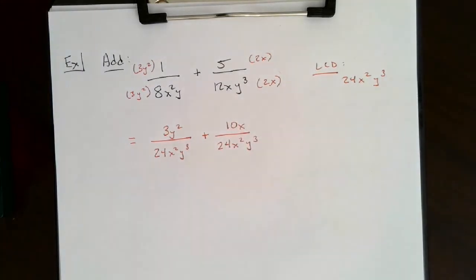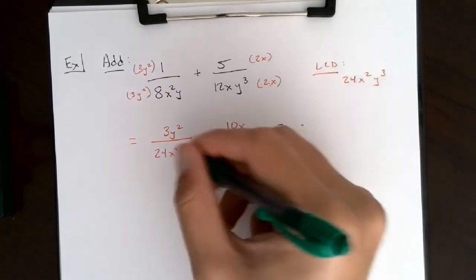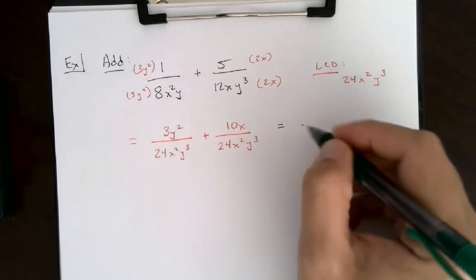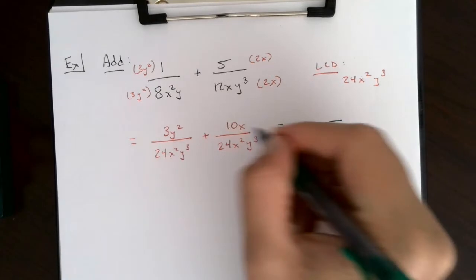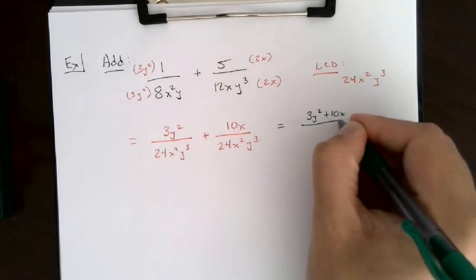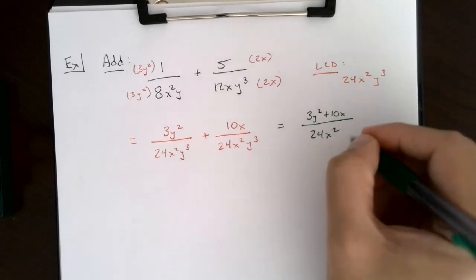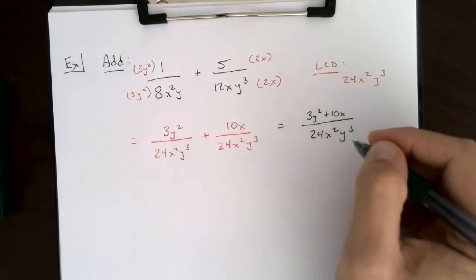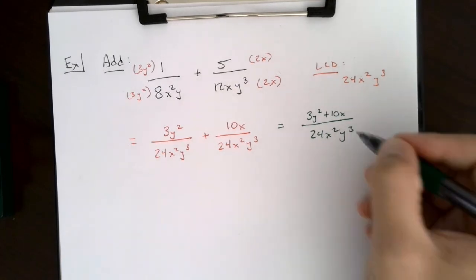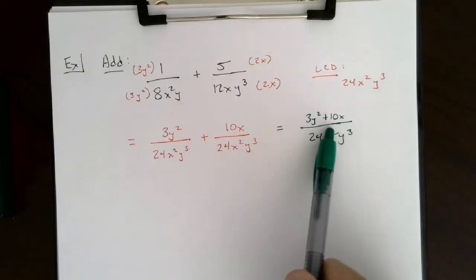And then remember, once you have a common denominator, you just want to add or subtract straight across the numerator. So here, 3y squared plus 10x, and then it's all over that same common denominator, 24x squared y to the third. And then lastly, you should check to see, can you simplify this? Well, in this case, does this simplify? To simplify, you try to factor probably initially here.